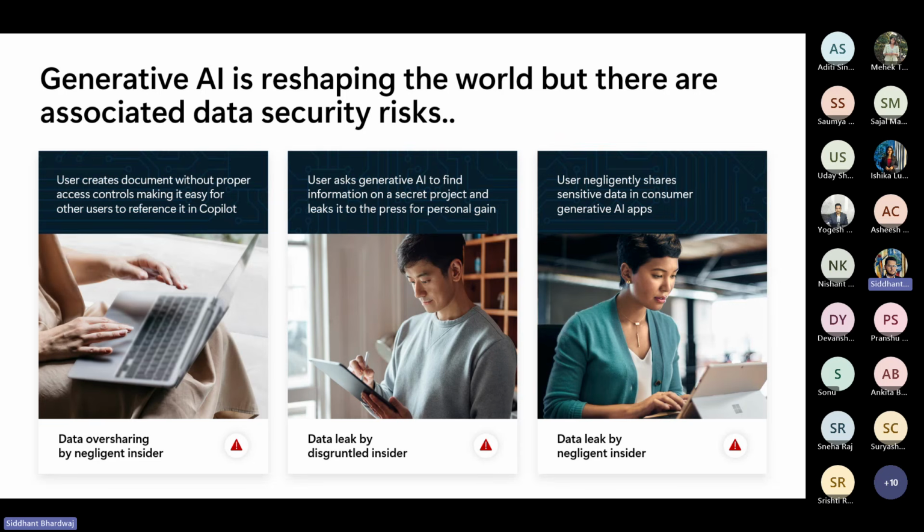Now, a user may be utilizing generative AI to find information on a secret project or leak it to the press for personal reasons. So this is a disgruntled employee who may be looking for different options to cause harm. And maybe a user shares sensitive data in consumer generative AI apps. So even within this, as we talk about in the Microsoft Copilot sessions, there are secure AIs for organizations to use.